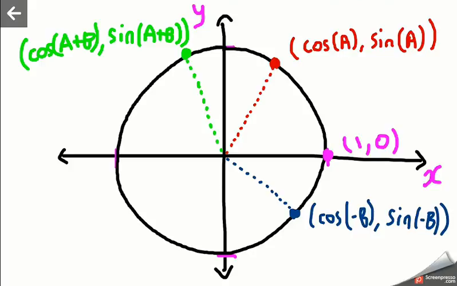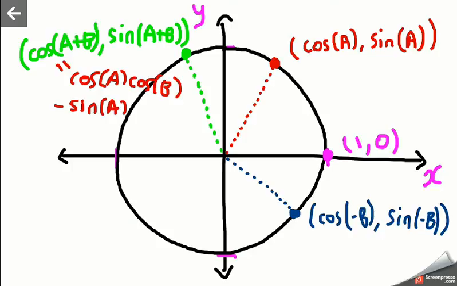Hey guys, in this video we're going to take a look at a really good proof for the angle sum formula for trigonometric functions. In particular, we're going to do it for the cosine one. The angle sum formula says that cosine of a plus b should be equal to cosine of a cosine of b minus sine of a sine of b. So we're going to take a look and see if that's true.